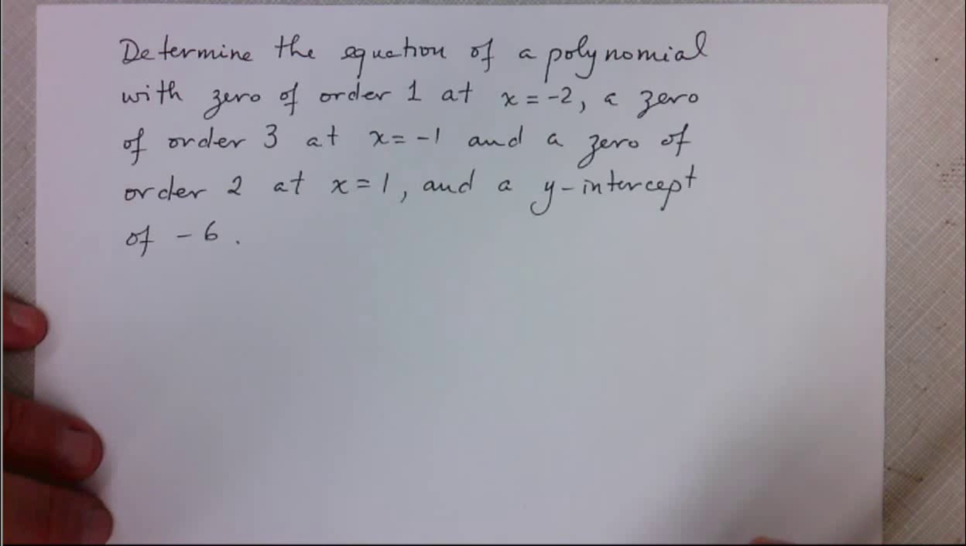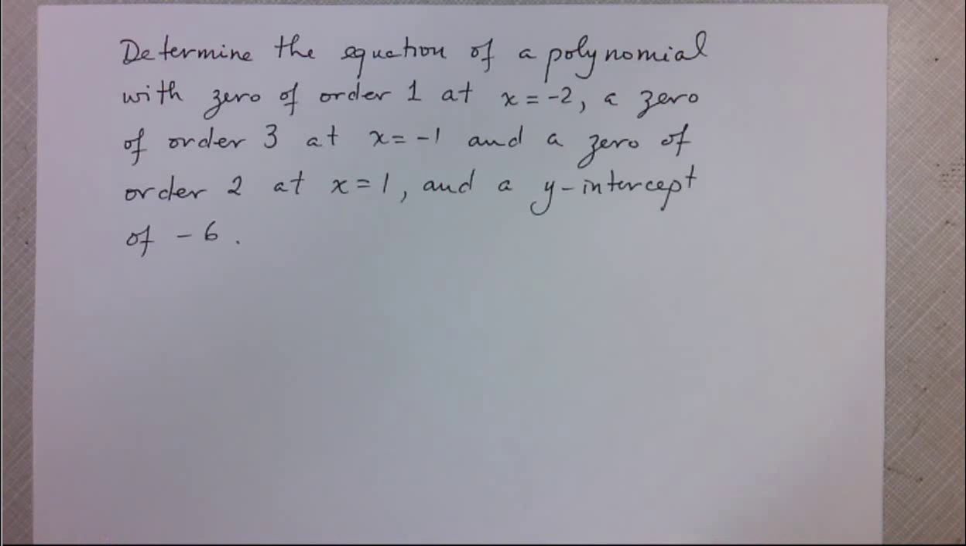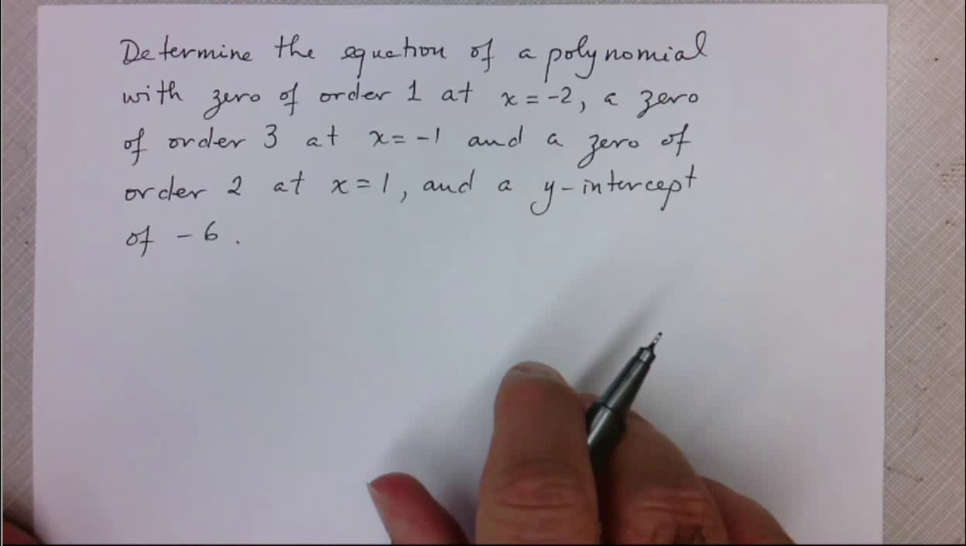Hi folks, we're going to take a look at this example where we're determining the equation of a polynomial given information about the intercepts, so the zeros and the y-intercept. So let's take a look at what they're telling us.